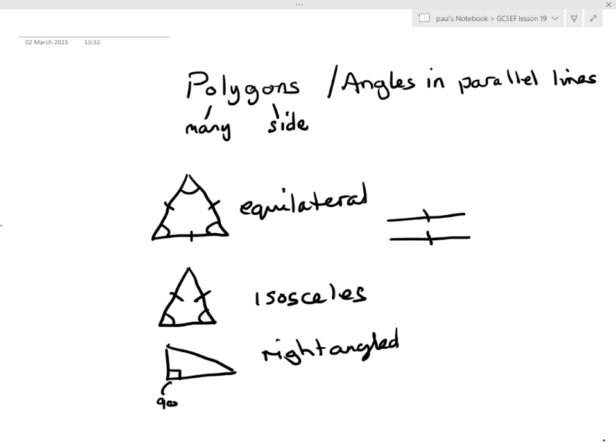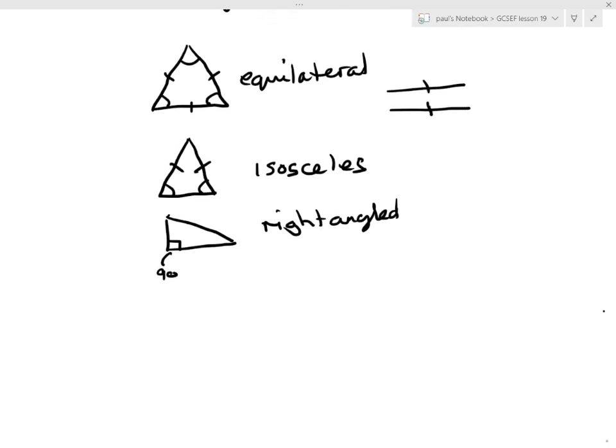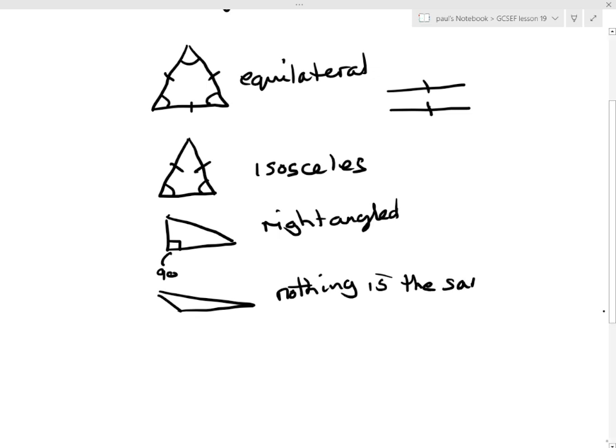There is another triangle called a scalene that has nothing the same, and you don't use these, they're no good to anybody. Nothing is the same. Not one angle, not two angles, not two sides, not three sides. Nothing is the same.